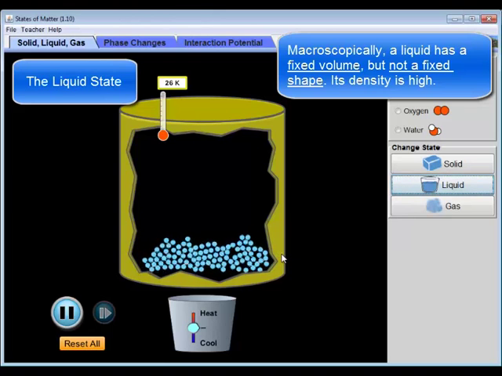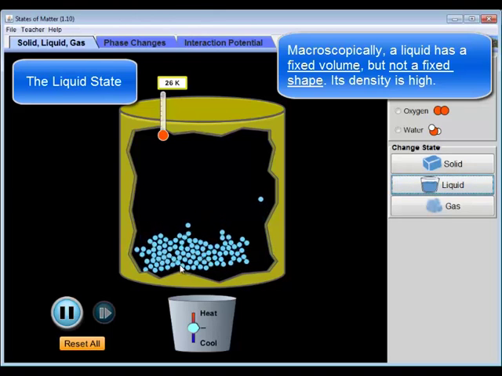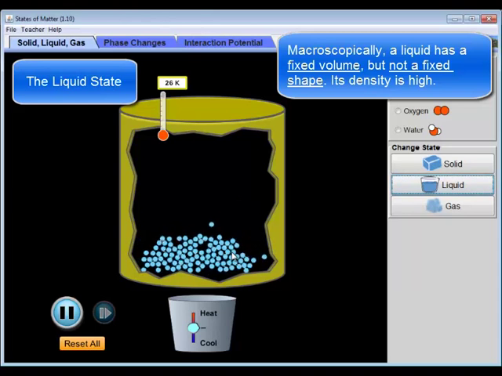The density of a liquid is still very high, and all of these things are represented here in the simulation. We can see that we have a kind of fixed volume blob of liquid, and we can also see that the blob is kind of changing shape, and we can tell that the particles are still very tightly packed together.